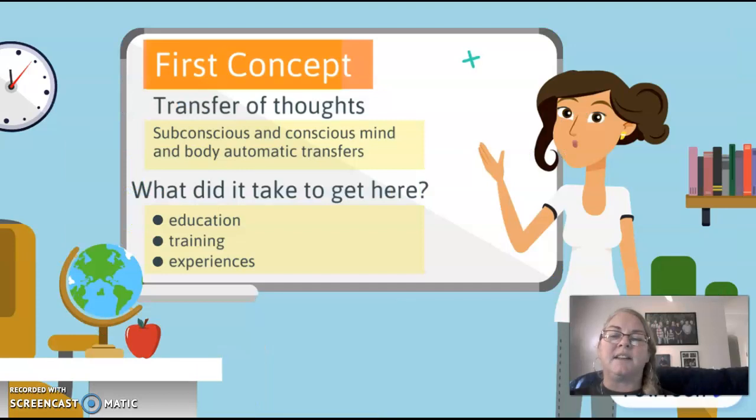First concept that I'd like to talk about is the transfer of thoughts. So you've got your subconscious, you've got your conscious mind. Thoughts bounce between there and your body, and it causes an automatic transfer at times. And how did you get there? You were educated, so someone taught you how to swim.